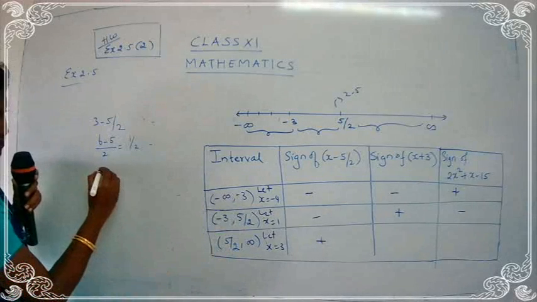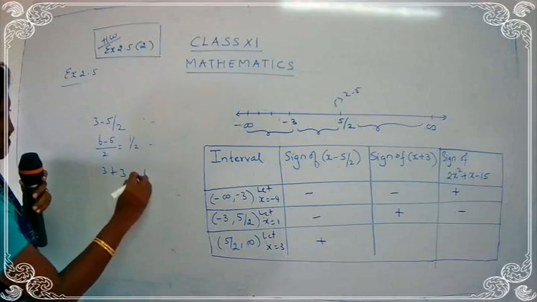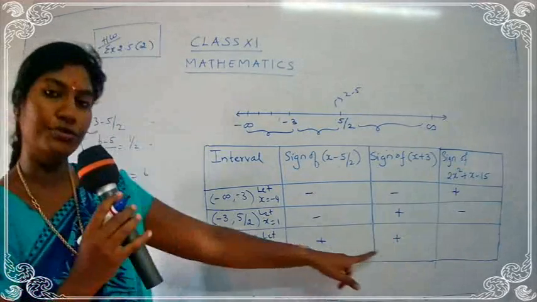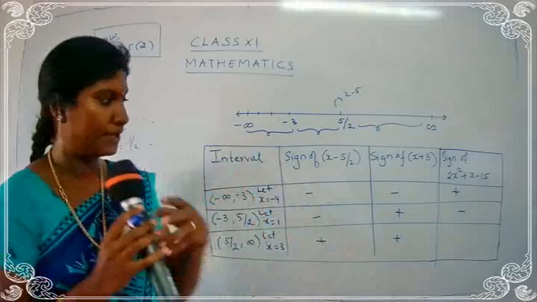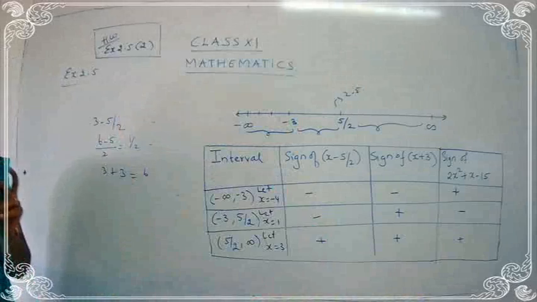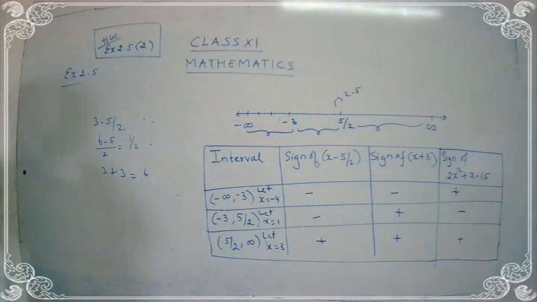Next, x plus 3. So 3 plus 3. It's going to be positive, no problem over here, positive. And we have 2 signs positive, we have 2 same signs. So we have to write down the sign here as plus. Plus into plus gives you plus. So we have completed the table.